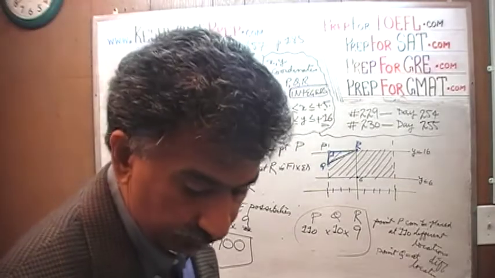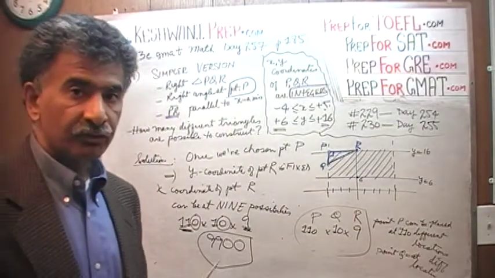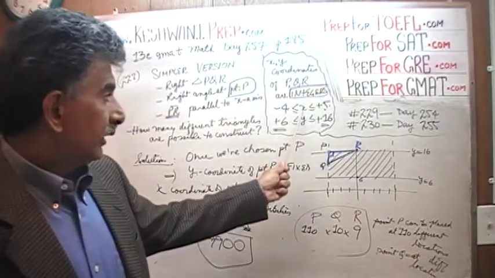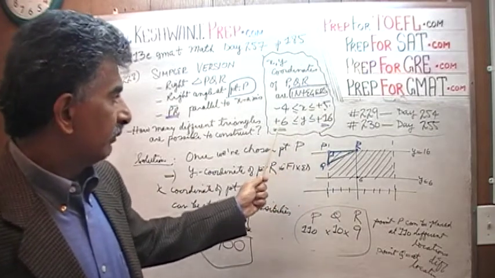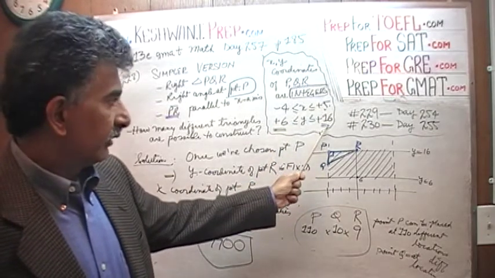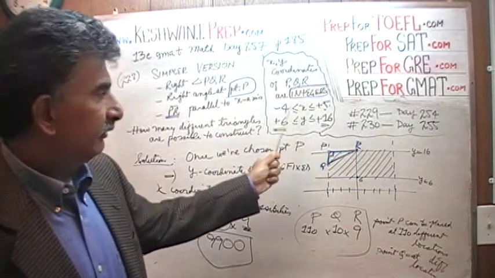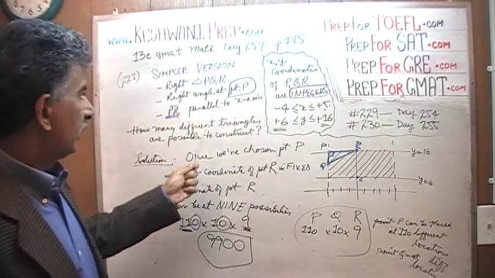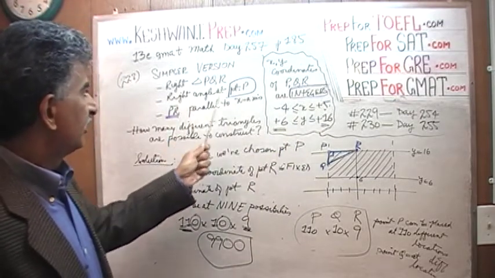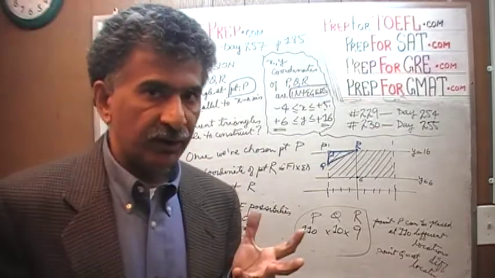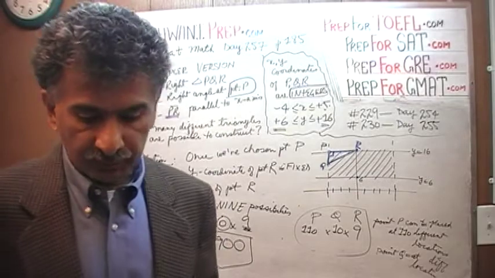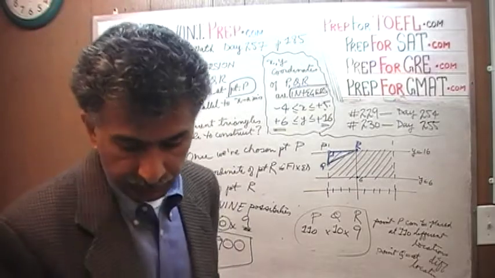And what are the constraints? Let's enumerate them. The x coordinate cannot be anything outside -4 and +5. The y coordinate cannot be anything outside +6 and -16. They must be whole numbers. The line PR must be parallel to the x-axis. The right angle must be at point P, and so on and so forth. Under those constraints, we can still construct apparently 9,900 different triangles.